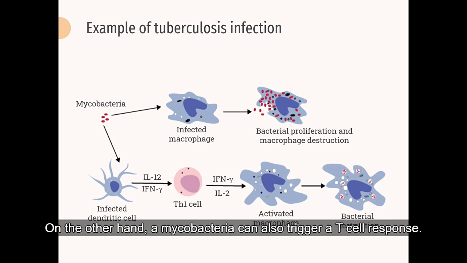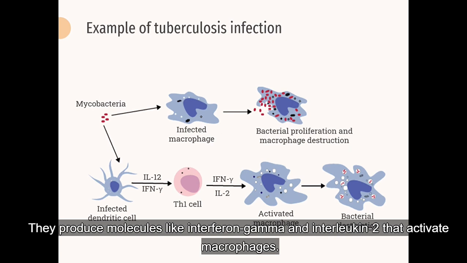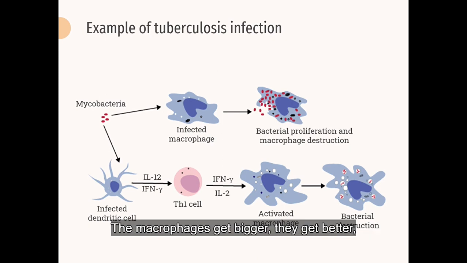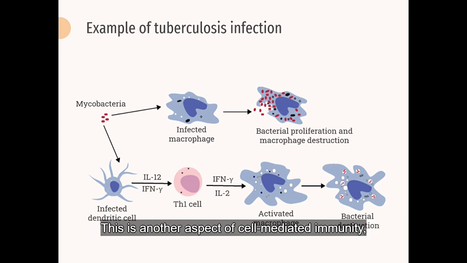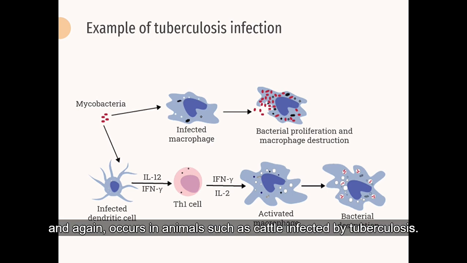On the other hand, the mycobacteria can also trigger a T cell response. They produce molecules like interferon gamma and interleukin 2 that activate macrophages. The macrophages get bigger, they get better, they have more metabolism, and they acquire the ability to kill the invaders. So the T cells mediate this incredible activation of macrophages, and the activated macrophages acquire the ability to kill the invaders. This is another aspect of cell-mediated immunity, and again occurs in animals such as cattle infected by tuberculosis.